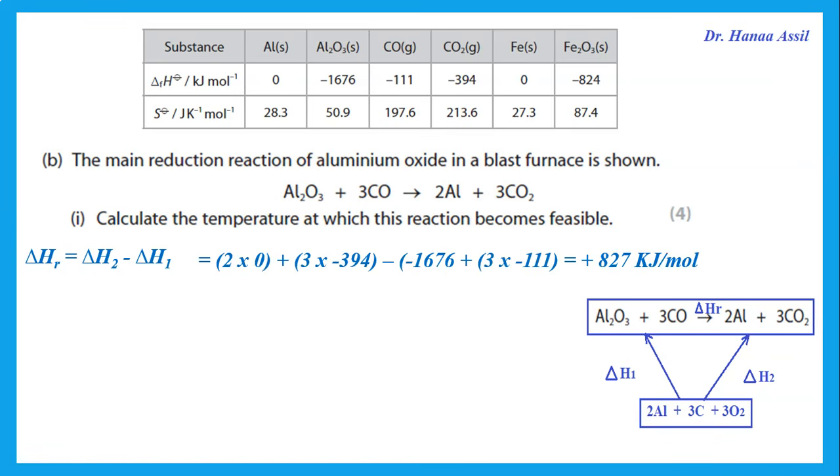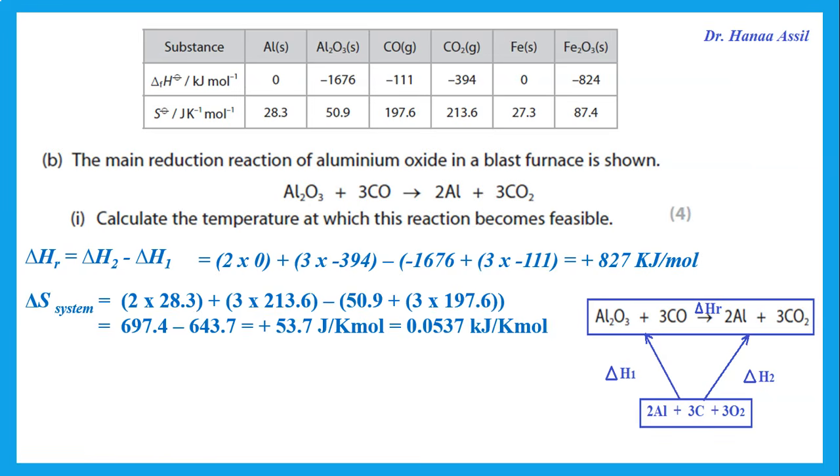And looking at the values in the table, the delta H of aluminium times 2, which is 0 times 2, and the delta H for 3 CO2s and so on. This gives a value of plus 827 kilojoules. Then we need to get the delta S of the system. Again, the delta S of the system is the S of the products minus the S of the reactants. Remember that the S comes out in joules, so we need to change it to kilojoules so that both of them have the same units.